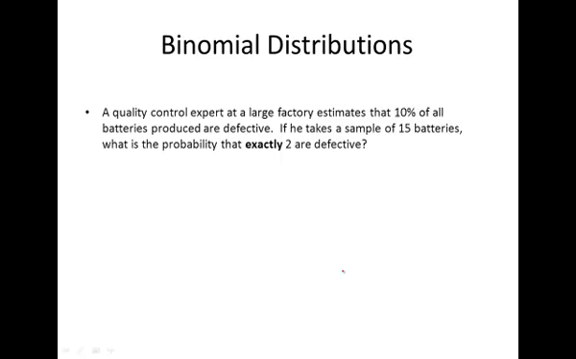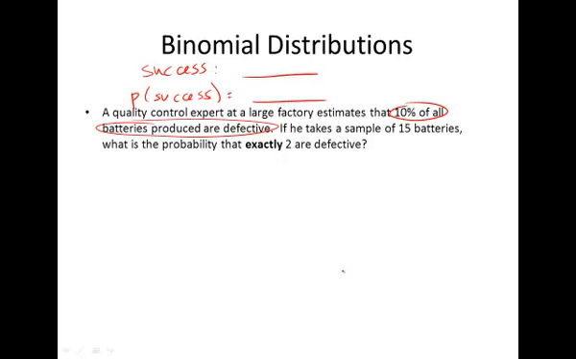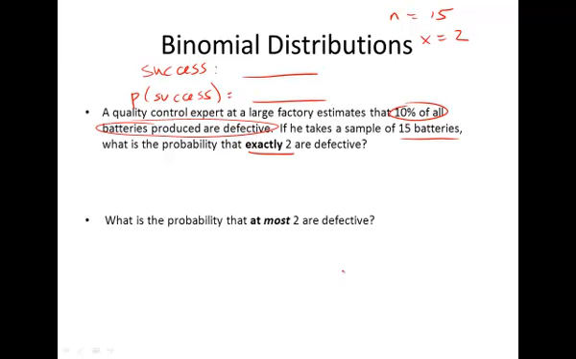A quality control expert at a large factory estimates that 10% of all batteries produced are defective. So success, in this case, we have to think about what does that mean, and then what's the probability of success. If he takes a sample of 15 batteries, so n is 15, what is the probability that exactly 2 are defective? So little x is 2. So we're looking for the probability that x is equal to 2.